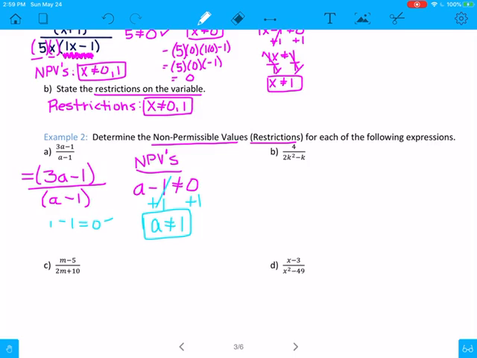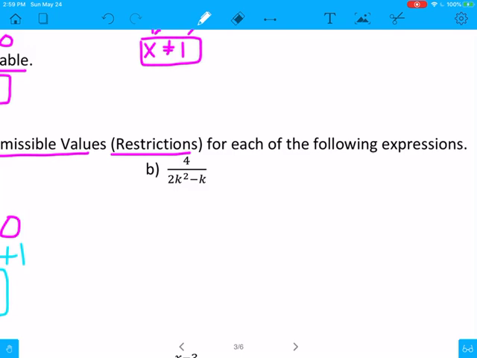Okay, I'm going to look at B. I just look at the denominator here. So what can I do to my denominator? 2k squared minus k. Well, I can take a k out. So I always look for GCFs first, remember? So I take a k out. I'm left with 2k squared divided by k is 2k, minus sign, and then k divided by k is 1. And then the k is in its own brackets. So I have a bracket with a k in it and a bracket with 2k minus 1.